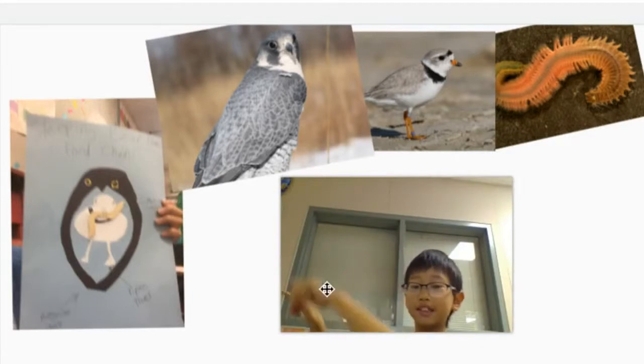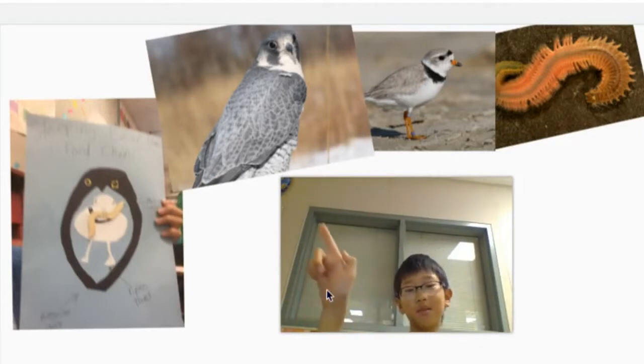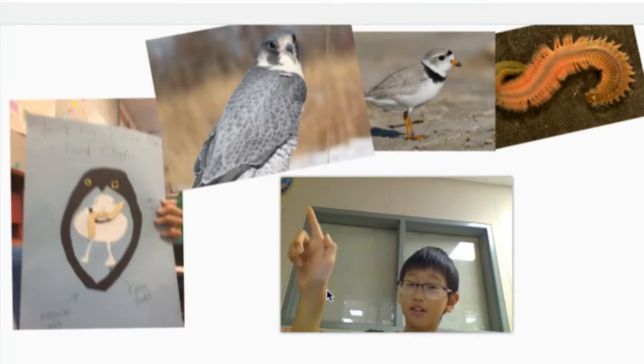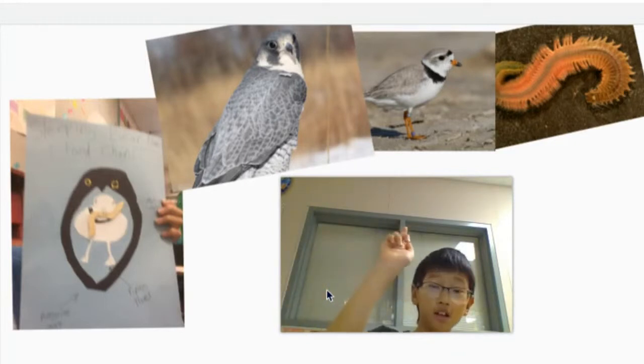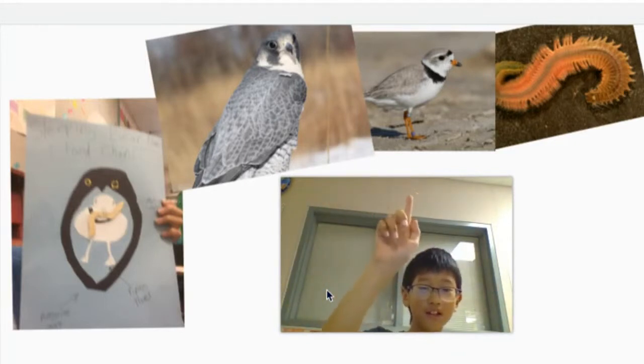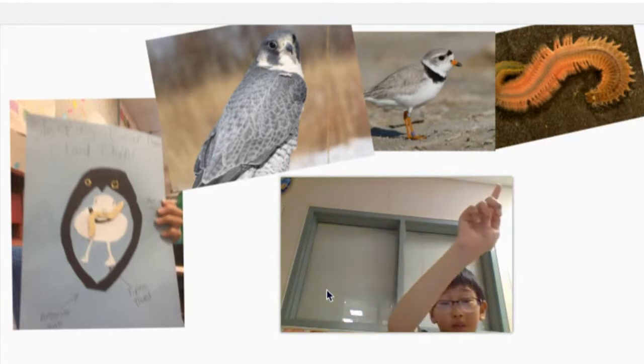Okay, so this is my food chain art. This is my peregrine falcon, which eats the piping plover right here, which eats the marine worm or ocean particle.